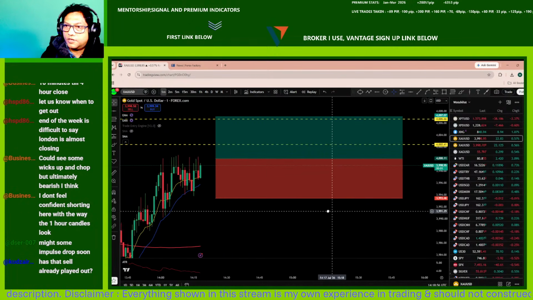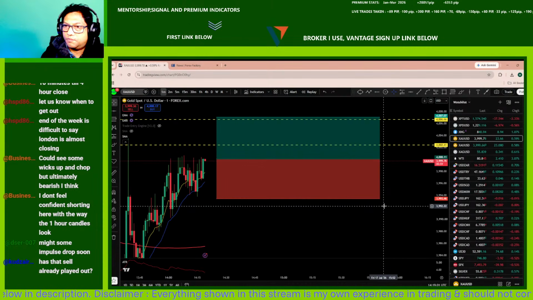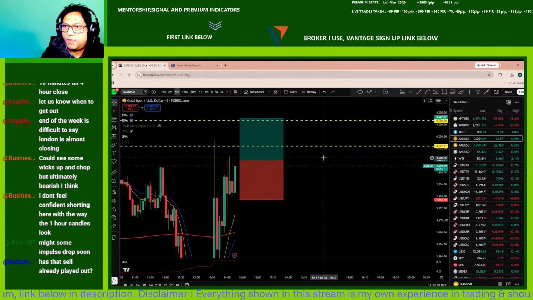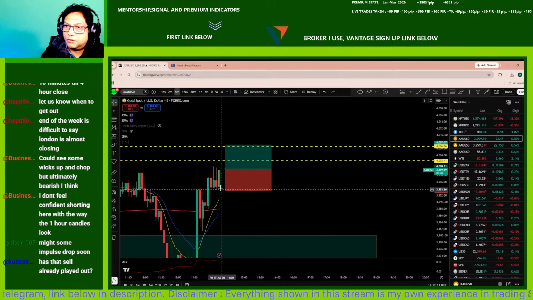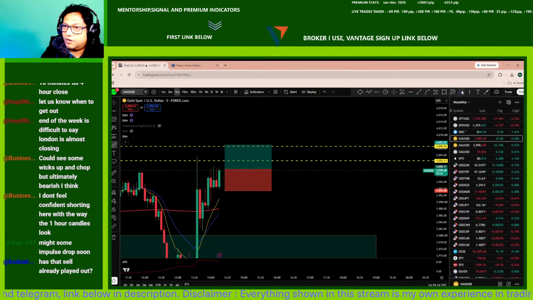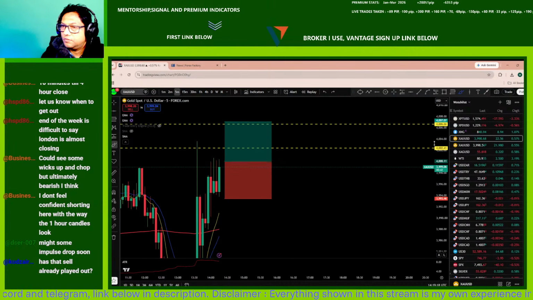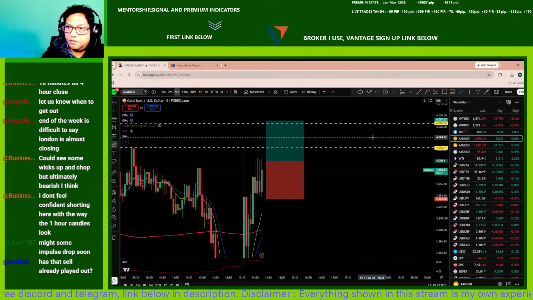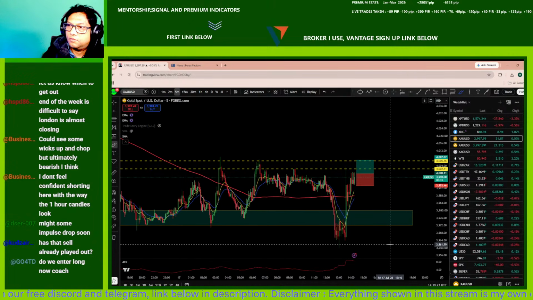So there is an inverted head and shoulder at this level that shows potential upside momentum, with back to back three bullish candlestick pattern formation here at this level, which can potentially create that buying pressure.